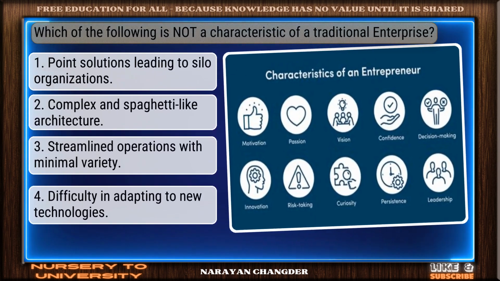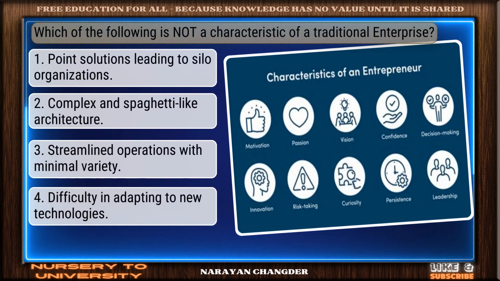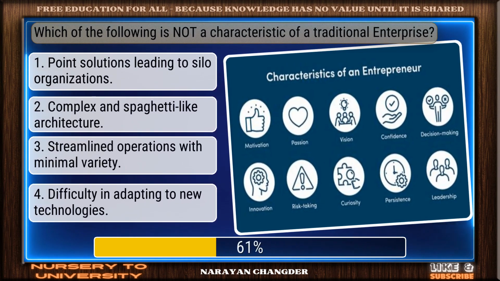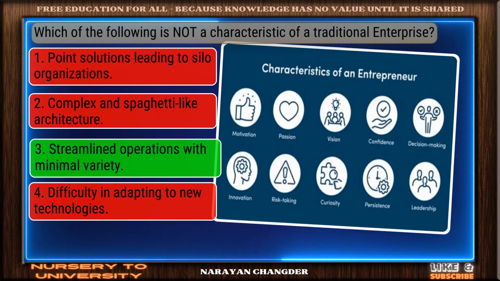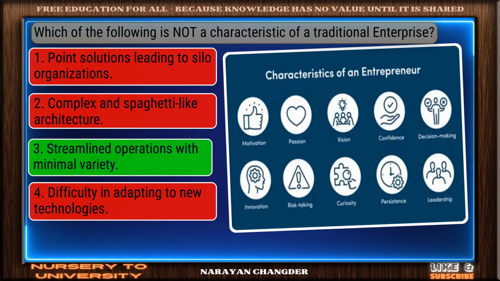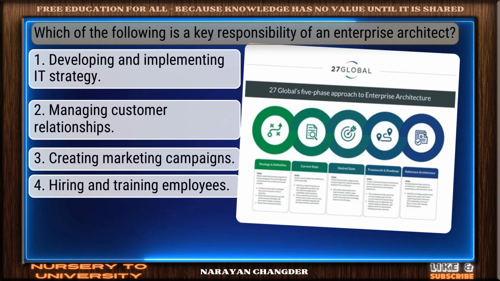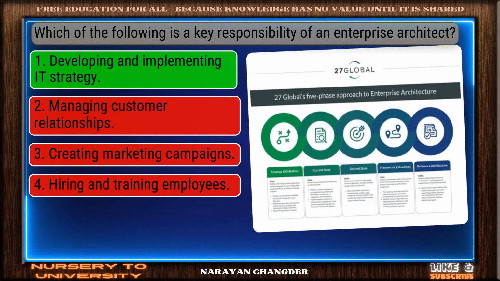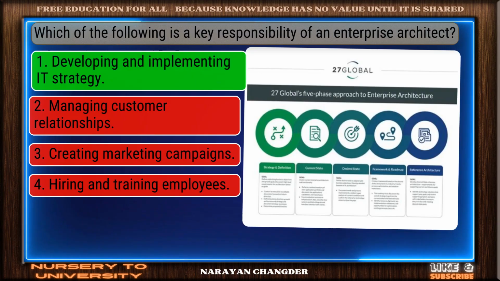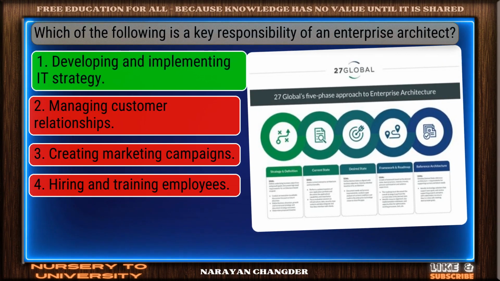Question number 17. Which of the following is not a characteristic of a traditional enterprise? Great job. Streamlined operations with minimal variety is the accurate answer. Question number 18. Which of the following is a key responsibility of an enterprise architect? Smart pick. Developing and implementing its strategy is the correct choice.